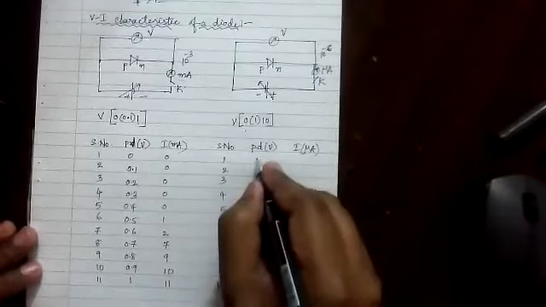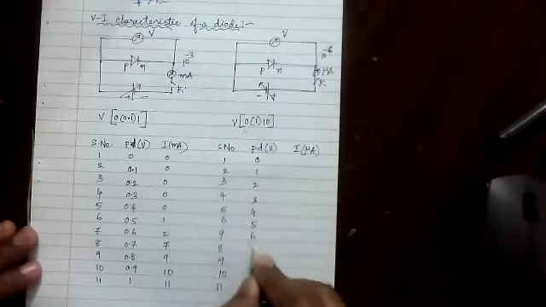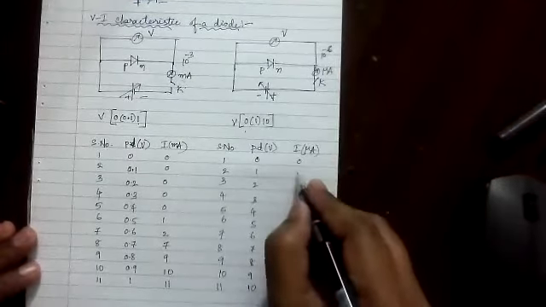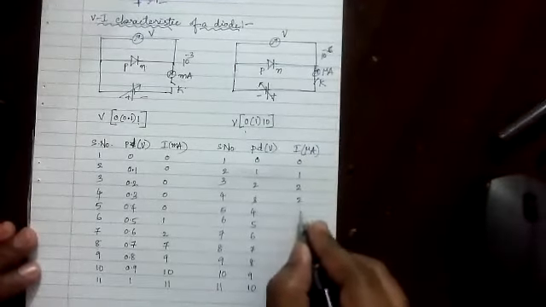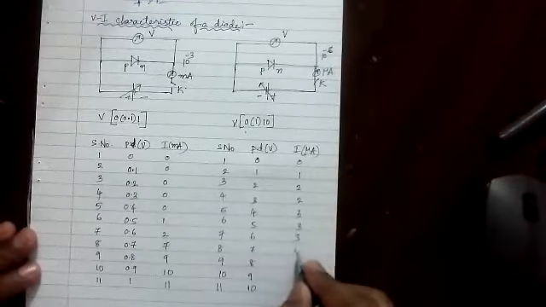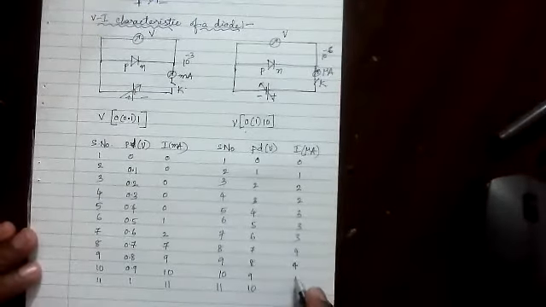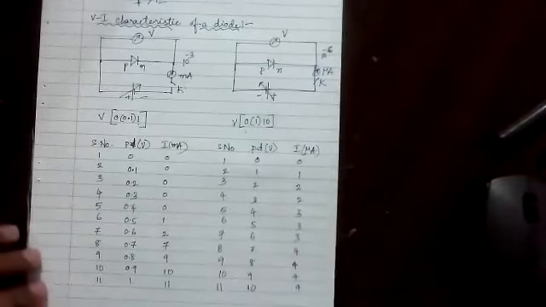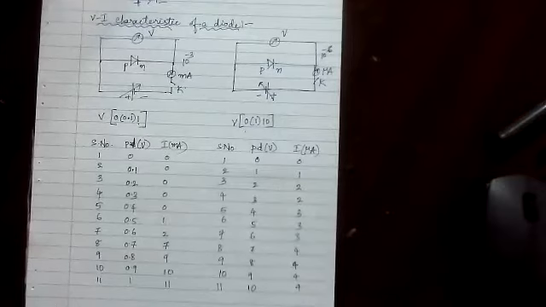The voltage difference is 0, 1, 2, 3, 4, 5, 6, 7, 8, 9, and 10. The current readings are 0, 1, 2, 2, 3, 3, 3, 4, like a very small current, almost all the same. Such a very small current flows through this. That is also known as the breakdown voltage or Zener breakdown. At a particular voltage, no more current flows.